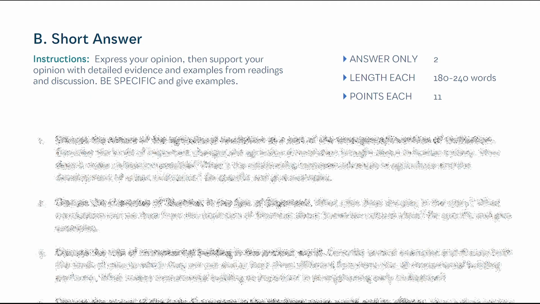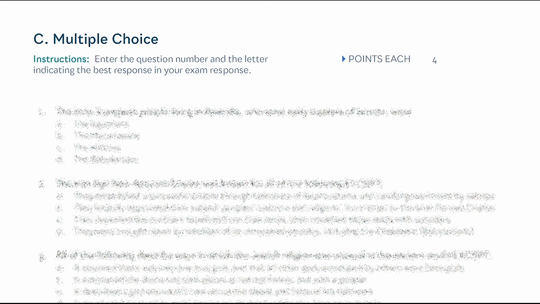Short answer, same thing. I'm giving you 5 questions. The identification impact is relatively brief, 60 to 80 words. Short answer is a little longer, 180 to 240 words. And here I want you to give an assertion, provide examples, and give a discussion. And again, I'm only asking for 2 here, so choose the 2 that you're most comfortable with and respond to those. Multiple choice, answer all 6 of these just in your response document. Type the number of the question and the letter corresponding to it. You don't have to give more than that.